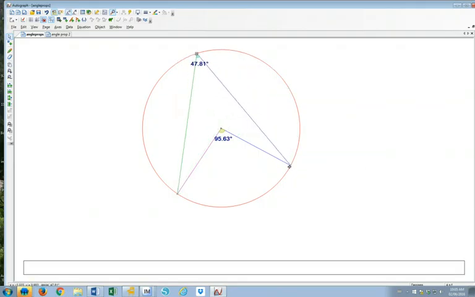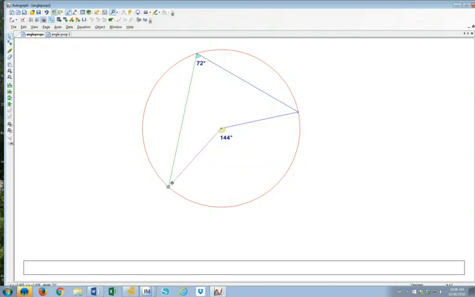Take a look if I start moving the central angle, so I'll make it smaller first. What's happening to the inscribed angle? It's also getting smaller, but it's also always half. Even if I make the central angle really wide, what do you notice about the inscribed? It's always going to be half. It means that one is double the other or one is half. Doesn't matter where I put this.